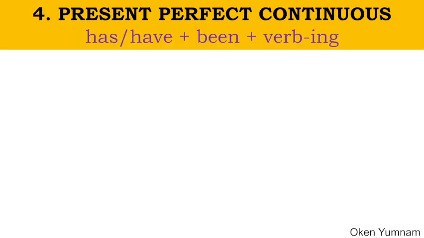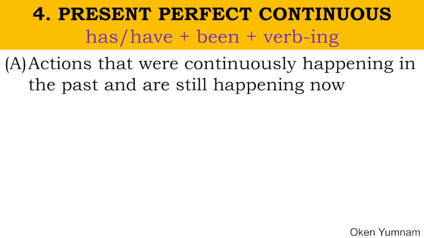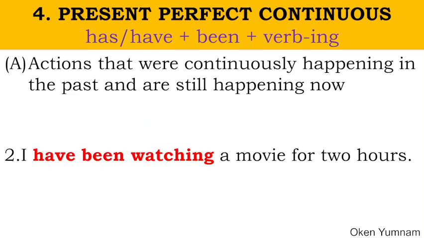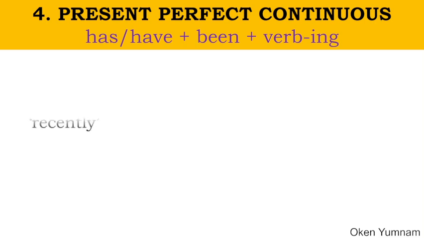Coming to the present perfect continuous. The form is has or have followed by been and the verb in ing form. This is used for actions that were continuously happening in the past and are still happening. I have been reading a novel since yesterday. You started it yesterday and you are still reading it. I've been watching a movie for 2 hours. Yes, for the last 2 hours you have been watching a movie and you are still watching. The action is still happening. The watching is going on.